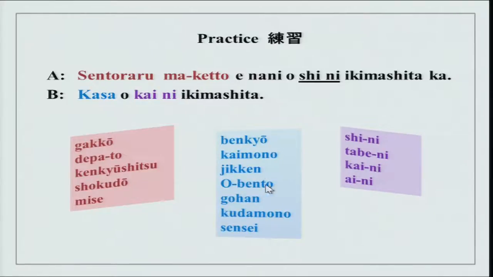Obento is your tiffin, your lunch box, whatever is there in the lunch. So obento o kai ni ikimashita. So you can use these freely and easily. Lot of combinations you can make over here, and you can use verb plus ni. So remove the masu of the verb and put ni instead.